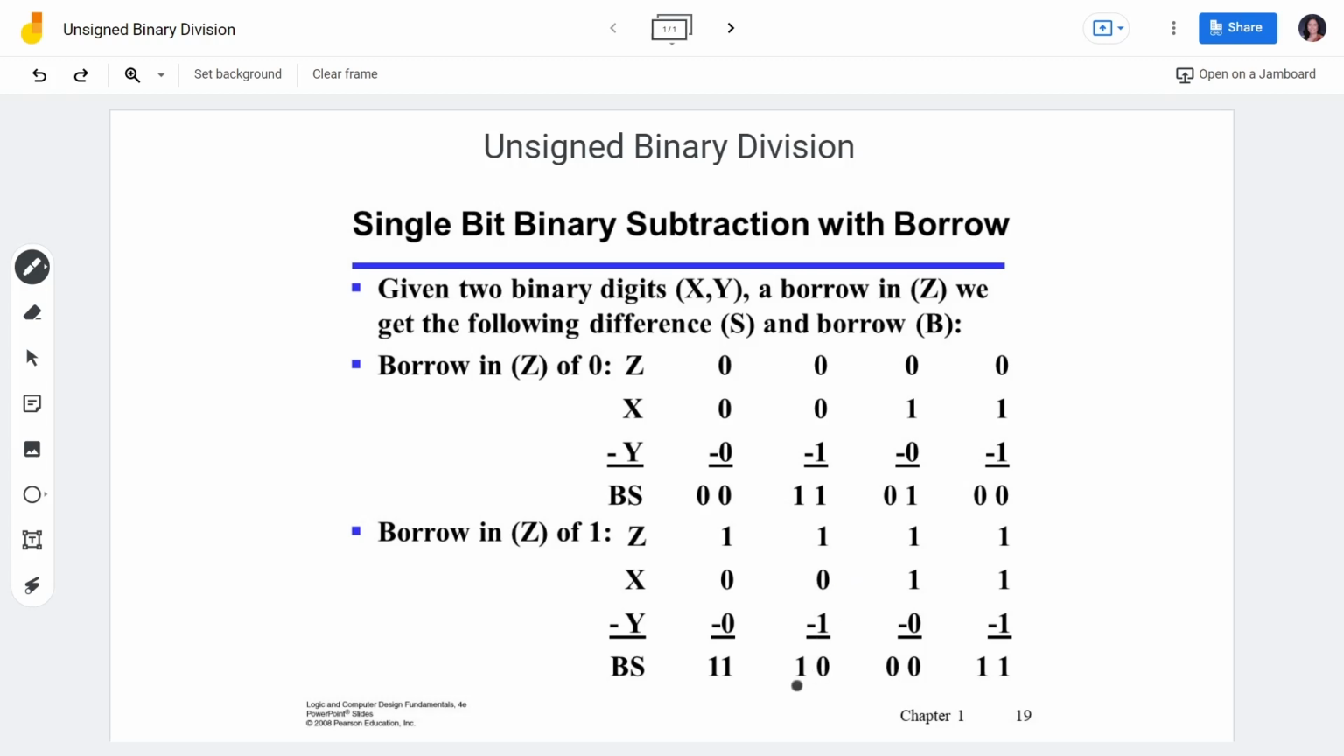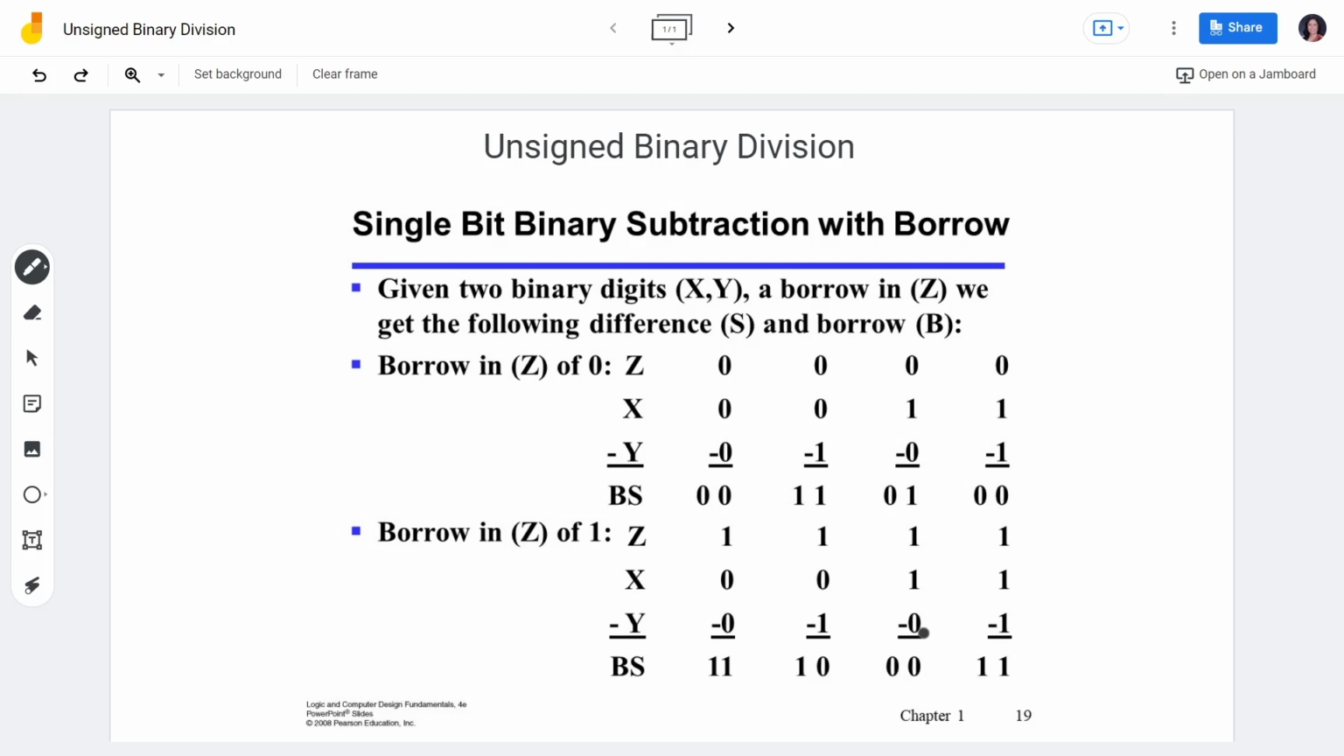Again, why does it have a borrow? Because we have to look at the minuend and subtrahend. The minuend value is 0 and the subtrahend's value is 1, meaning the subtrahend has a larger value than the minuend. So you need to have a borrow again. That's why there is a borrow here.